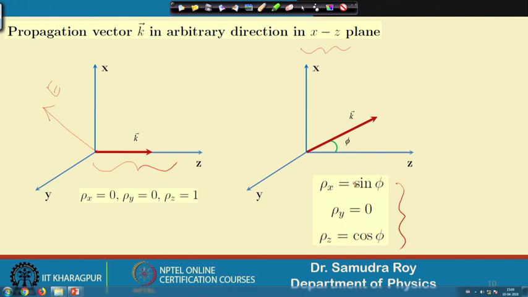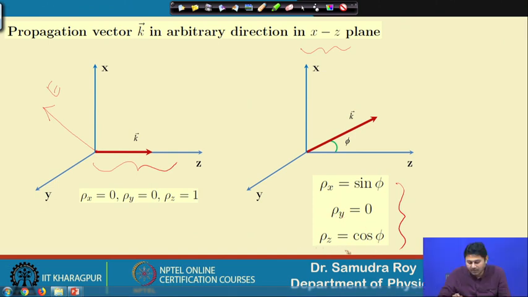So, rho x will be sin phi, rho y will be 0, and rho z will be cos phi. If I put the vector components here and here, then this value is mod of k multiplied by cos. So, mod of k was omega by c multiplied by n, and the rest value was rho z, and rho z is cos phi.